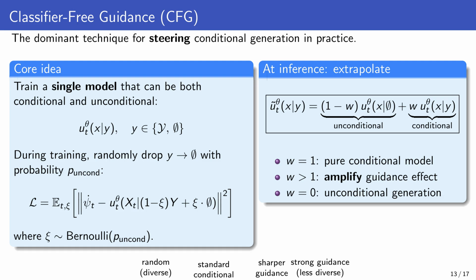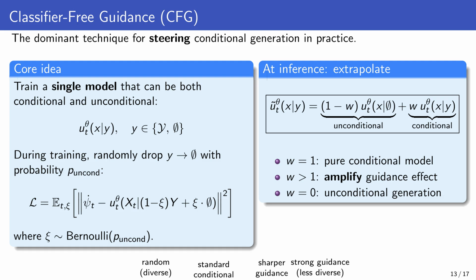Instead of training a separate classifier, the insight of Ho and Salimans is that you can estimate this classifier implicitly as the difference between the conditional and unconditional scores. In practice, this means training a single model that handles both conditional and unconditional generation. During training, you randomly drop the conditioning signal y with some probability, replacing it with a null token. This teaches the network to generate both with and without guidance.